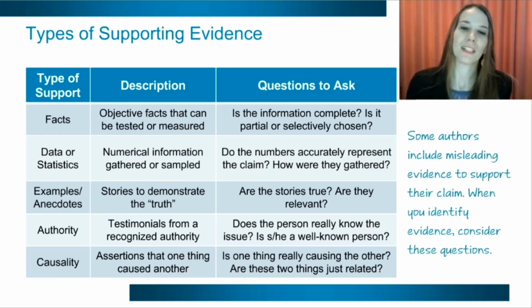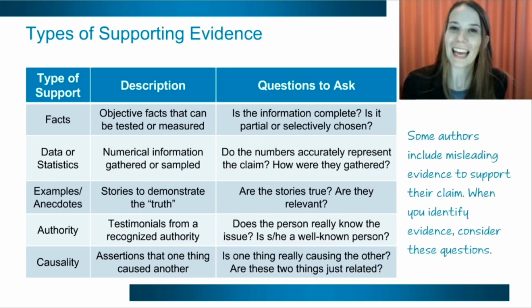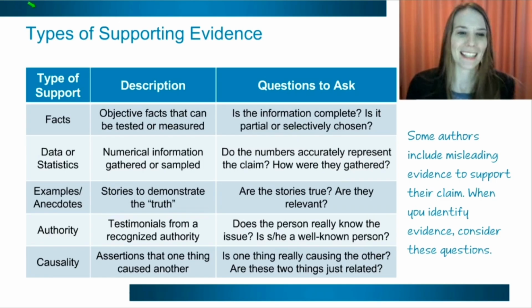Now, here are some of those different types of evidence. And so remember, some authors might include misleading evidence in order to support their claim if they don't have good enough valid evidence for their position to begin with. So anytime you see these types of evidence, make sure you're asking yourself the appropriate question. If you're presented with a fact, ask yourself, is this the complete picture? Or am I only getting a really narrow view, like a cherry-picked fact out of context?